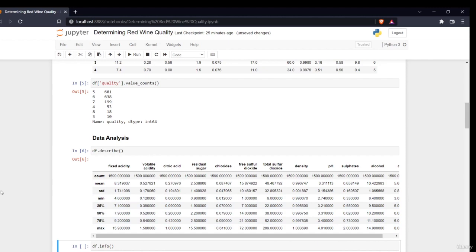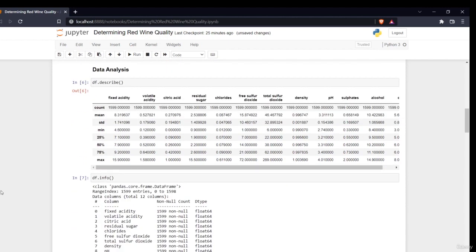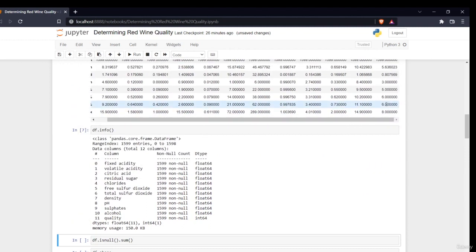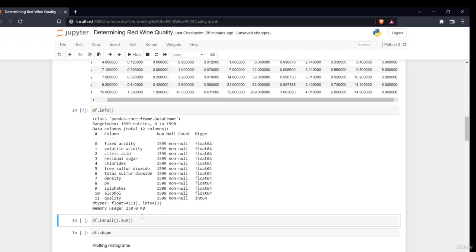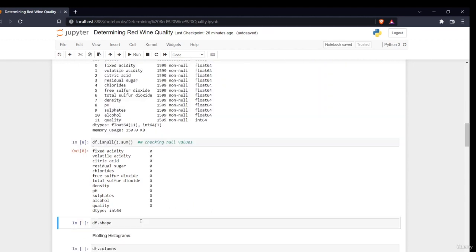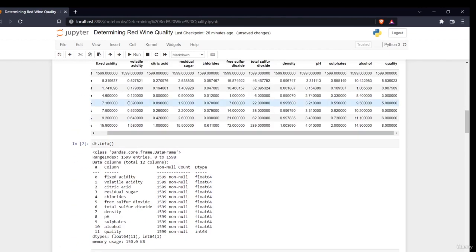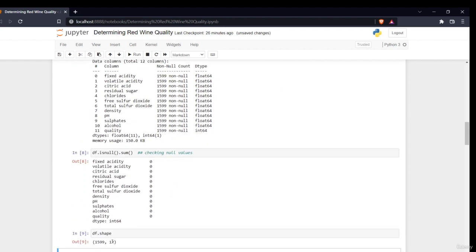Then let's see the type of our variables. All are float, only one is integer, because it is in the form of a range 5, 4, 3, 2, like that. Let us see if we have any null values. I'll write here, this is for checking null values. Hopefully we have no null values. That is a very good thing. Finally, let us see the shape. We have already seen 1599, the total count, and a total of 12 columns, with 11 independent and the 12th one is the quality.